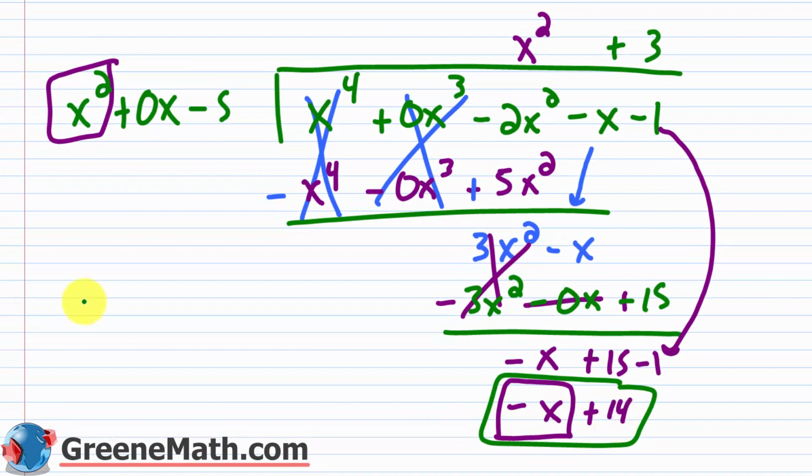So your answer here is going to be x squared plus 3, okay? And then basically for your remainder, you can go ahead and say plus, I'm going to write this as negative x plus 14 over your divisor. So over x squared minus 5.